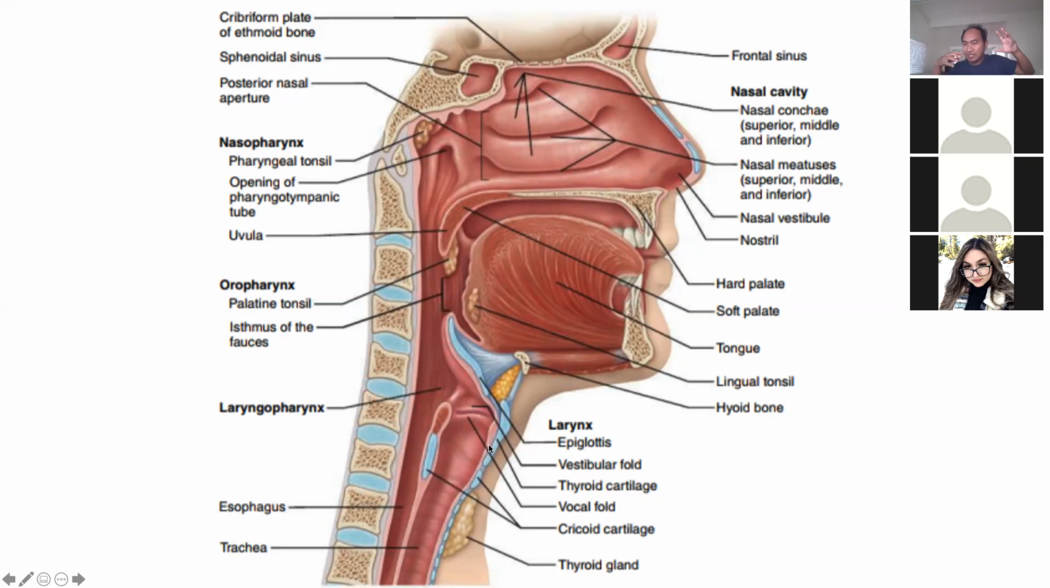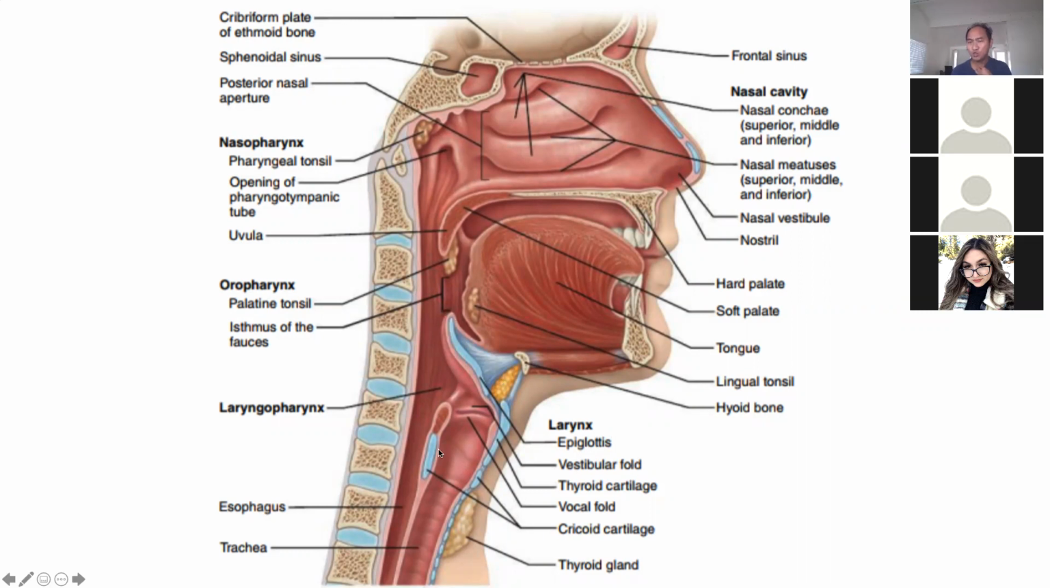So how does it happen? Look at this little big structure here. That is what we call the epiglottis. The epiglottis is a soft tissue, cartilaginous structure sitting at the base of the tongue. Look at that, this little flap of soft tissue.